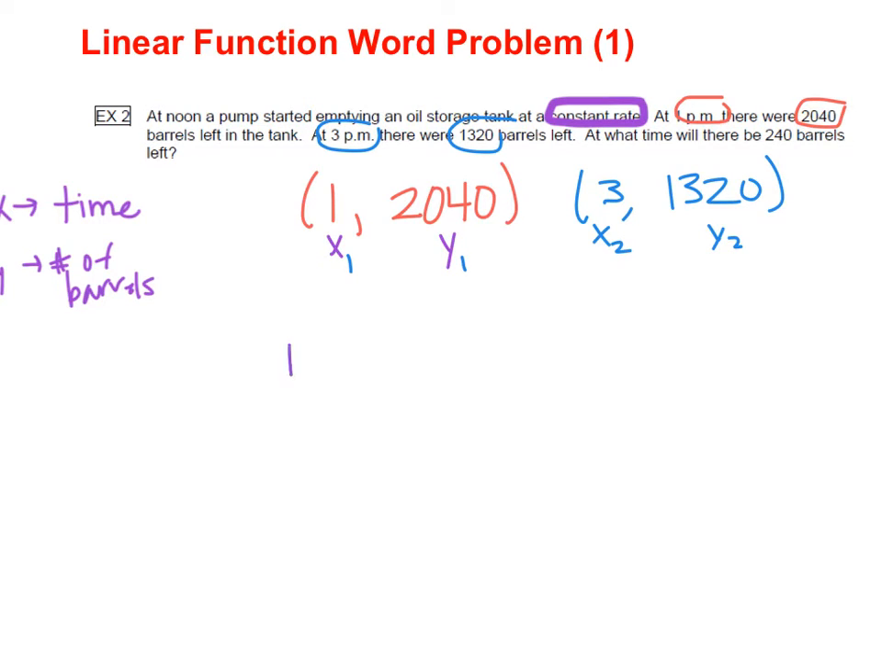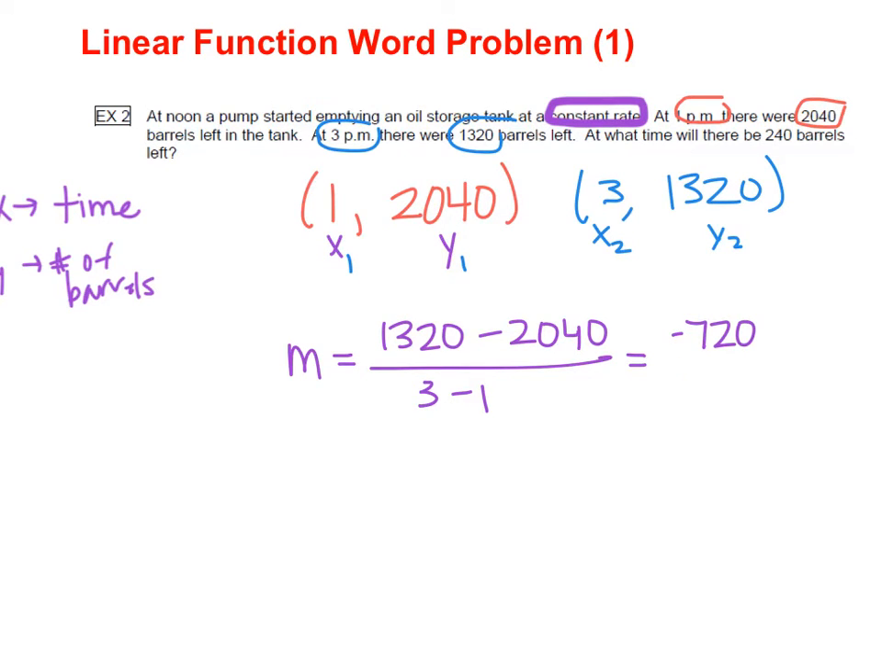All right, so first thing we need to find is the slope, y2 minus y1. So 1320 minus 2040 over 3 minus 1. That gives us a negative 720 over 2, which reduces to a negative 360. So our slope is negative 360.